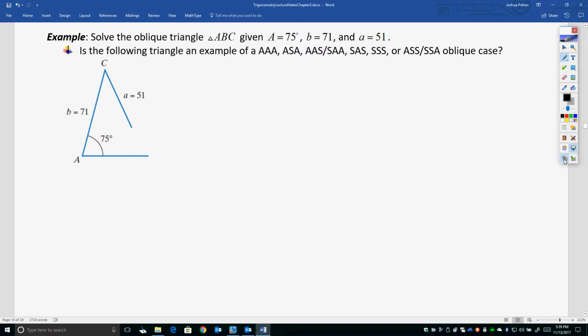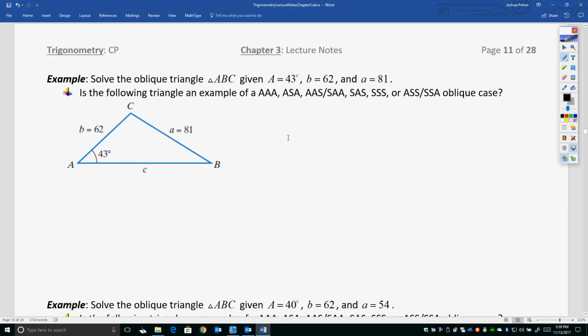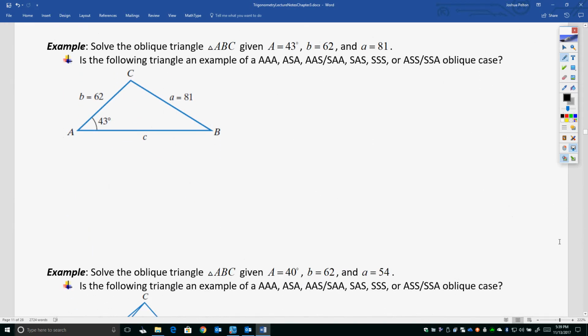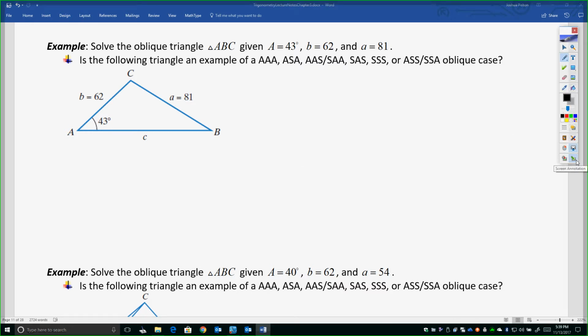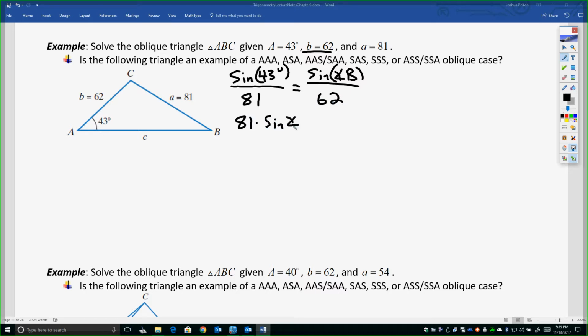Let's try another one. Again, the only ratio we know is the A ratio, so that's sine of 43 over the length of 81. And the only other thing we know is B, so that's sine of angle B over 62. We cross multiply: 81 times sine of angle B equals 62 times sine of 43. And we'll divide by 81.